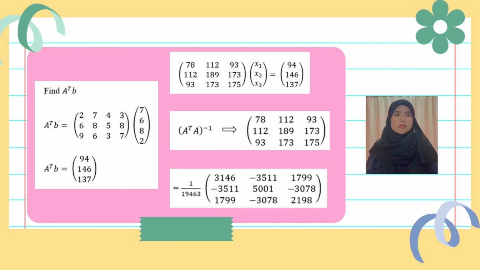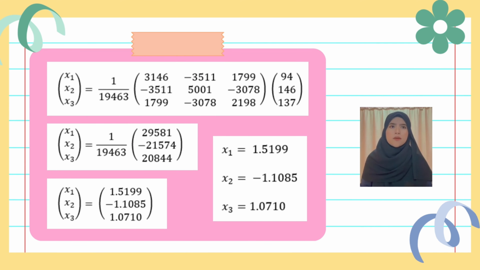94, 146 and 137. Okay, next, A transpose A inverse. We are going to take the inverse of 78, 112, 93, 112, 189, 173, 93, 173 and 175. So that is going to be 1 over the determinant of this matrix, which is 19463, and then we are going to multiply this by the matrix 3146, negative 3511, 1799, negative 3511, 5001, negative 3078, 1799, negative 3078 and 2198.